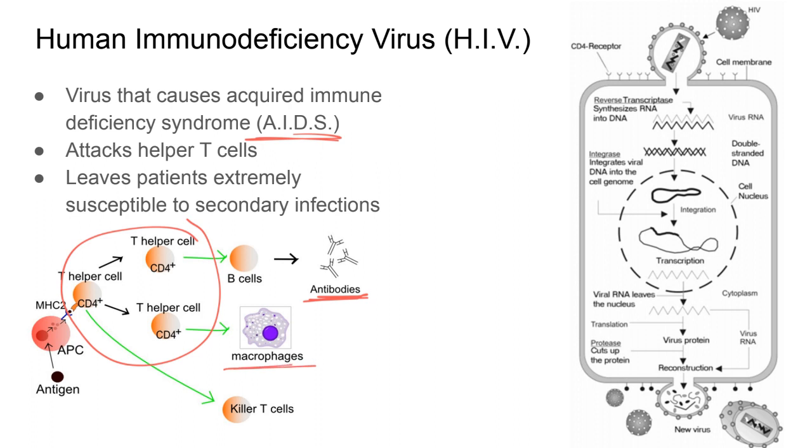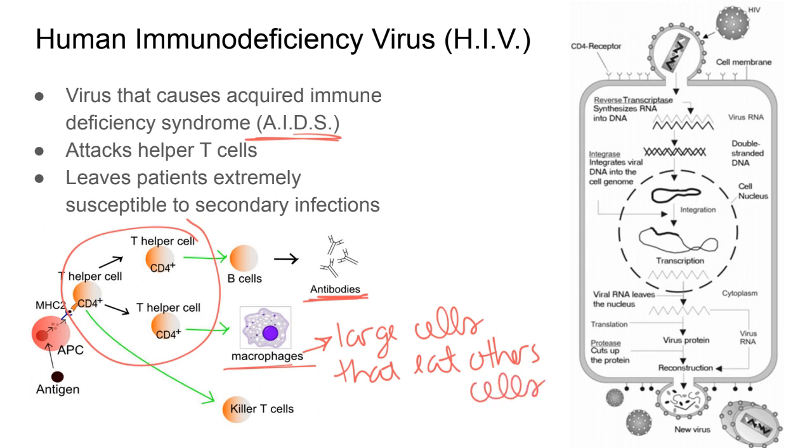They help eventually make macrophages, which are large cells that will essentially eat other cells. So they can eat infected cells. They can eat virus or bacterial particles themselves. So they're going to help you fight infection. And then killer T cells, which will kill infected cells, as their name implies. So helper T cells, you'll see, are playing a role in doing these various things.